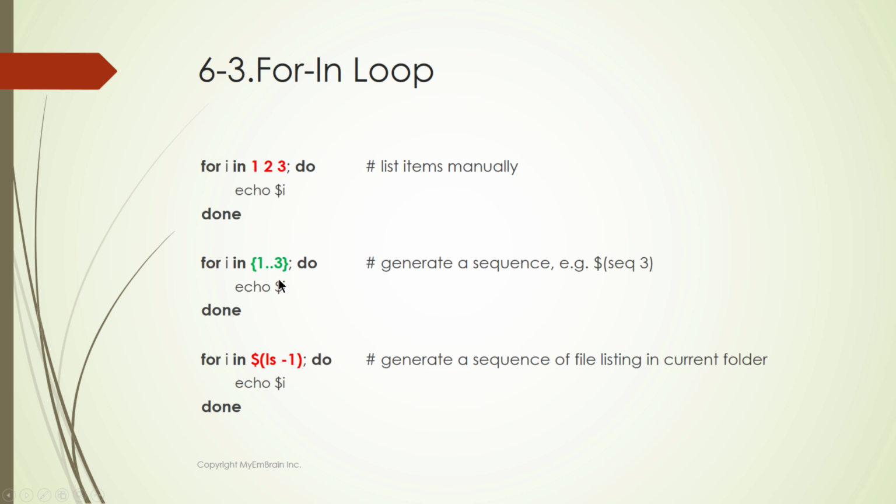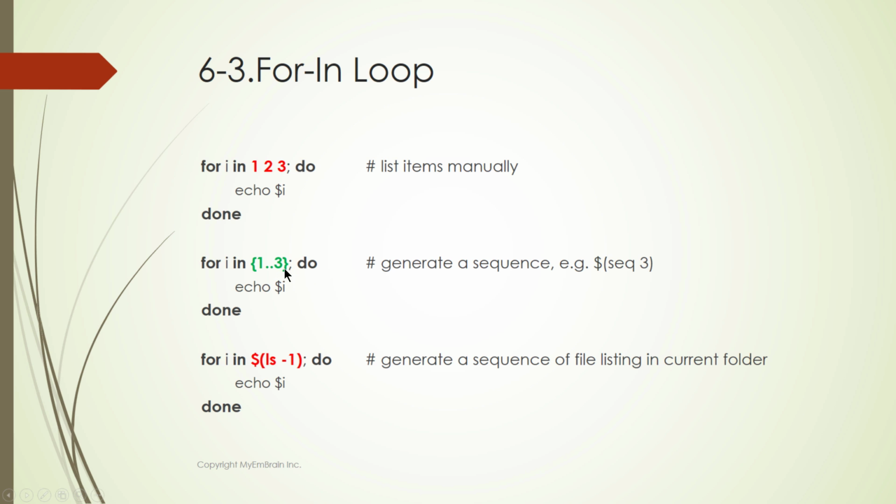The brace expansion will also work in the for in loop to expand the given range here into a consecutive sequential list of items, right? So 1..3 will be expanded here, and then the i will also be printed 1, 2, 3, just like the for in loop before it.